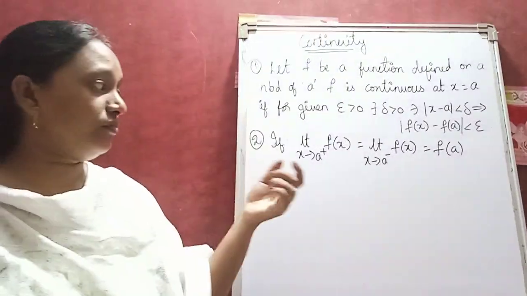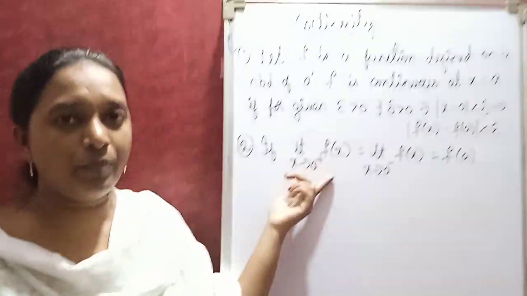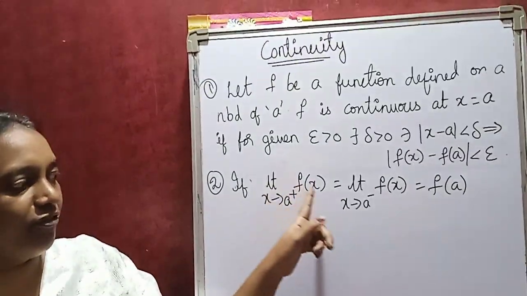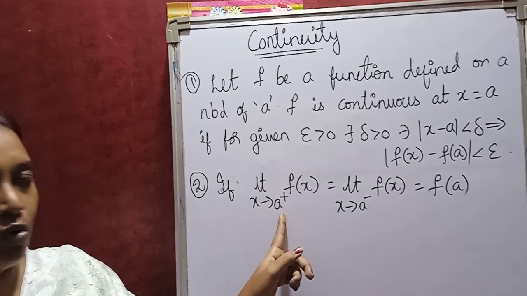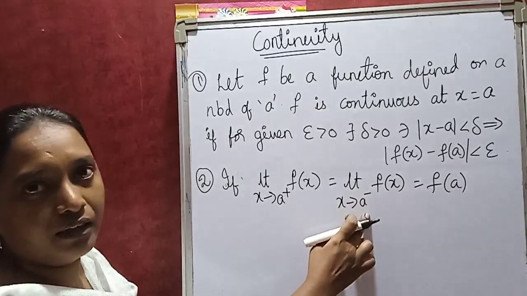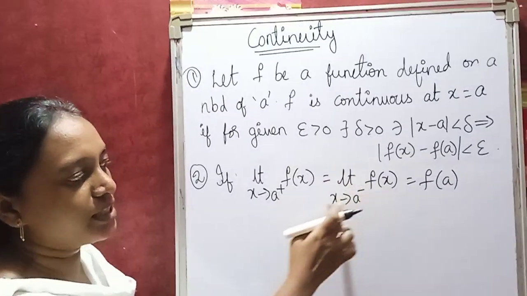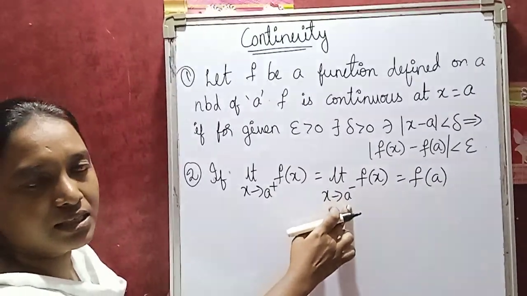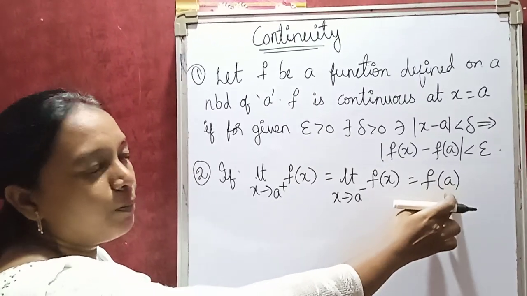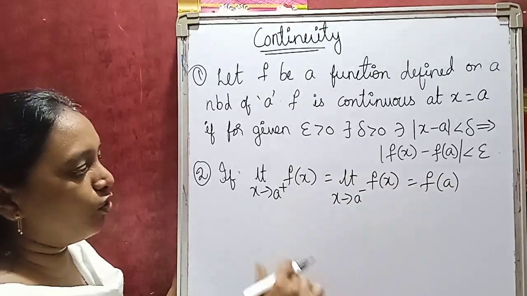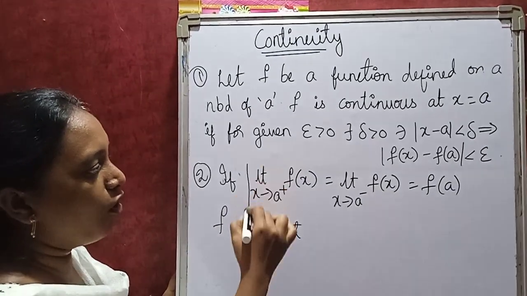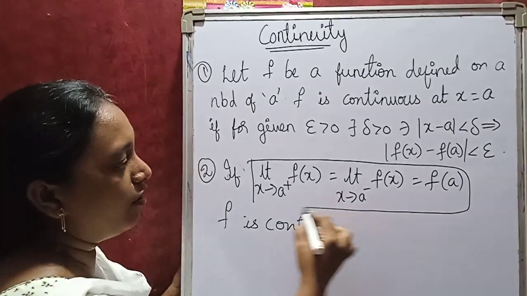I hope you all know this is nothing but the right hand limit, that is limit f of x as x tends to a plus, and this is the left hand limit, that is limit f of x as x tends to a minus, and this is nothing but the value of the function at the point a. So a function f is said to be continuous if all these three values are equal.